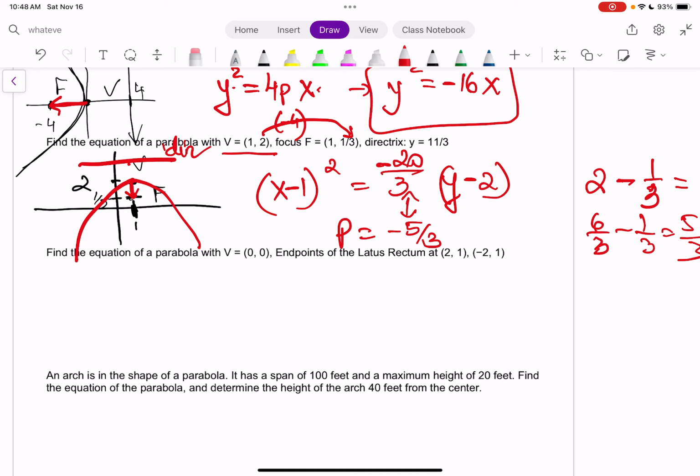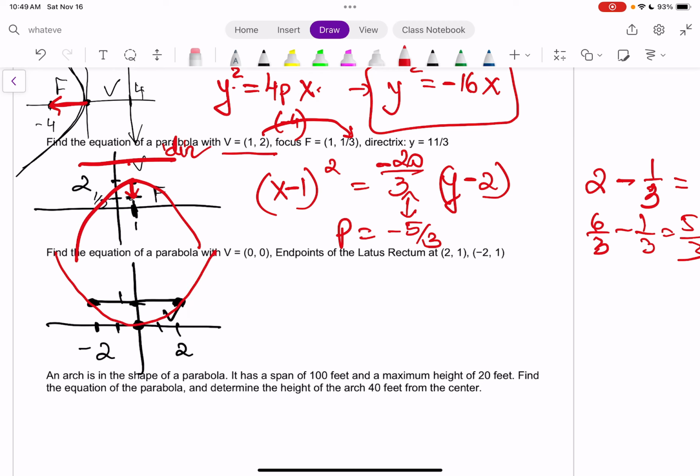All right, find the equation of a parabola. Again, the vertex is back nicely at 0, 0. But the endpoints of the latus rectum, in other words, the straight line, are at 2, 1, that's interesting, and negative 2, 1. So here we go. These are the endpoints of the latus rectum. That means your parabola would open this way, right?